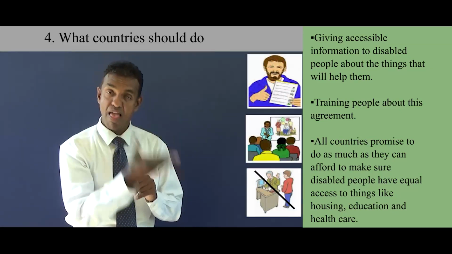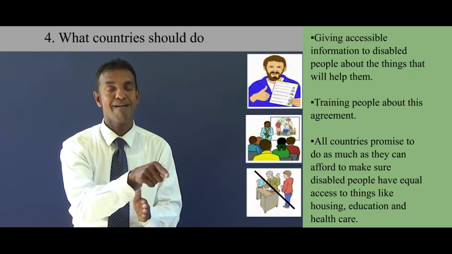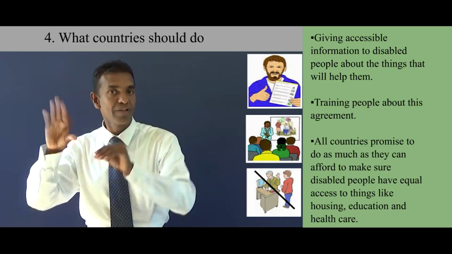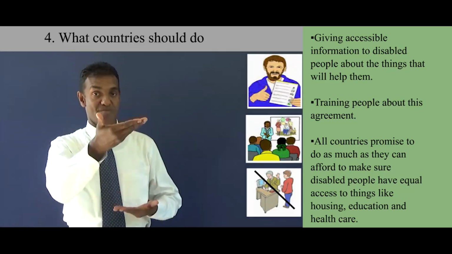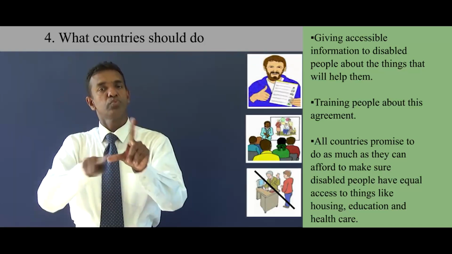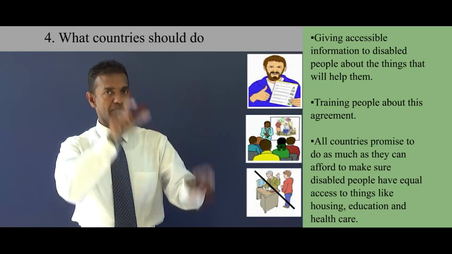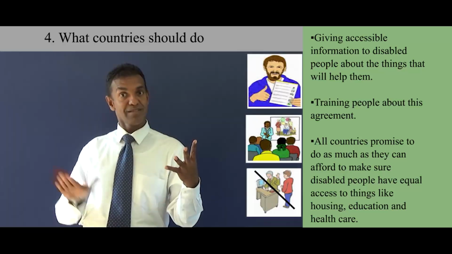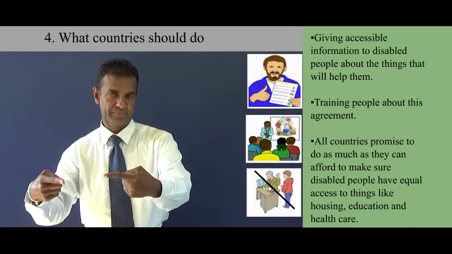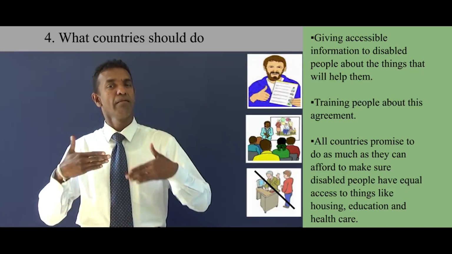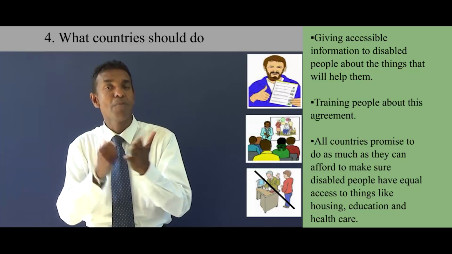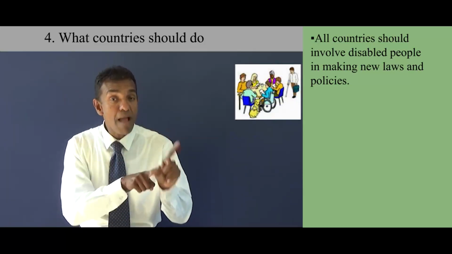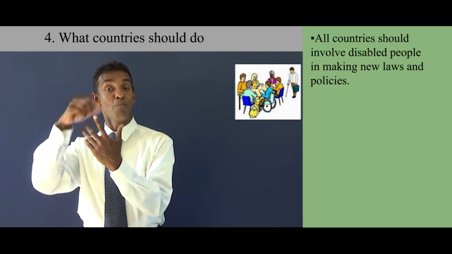giving accessible information to disabled people about the things that will help them, training people about this agreement. All countries promise to do as much as they can afford to make sure disabled people have equal access to things like housing, education, and health care. All countries should involve disabled people in making new laws and policies.